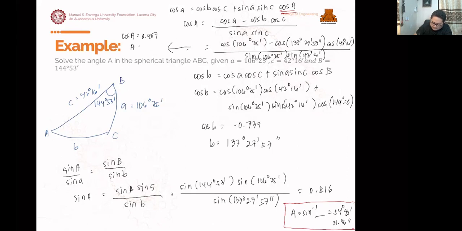So, inverse lang natin, inverse cosine natin. So, yung answer natin is not equal. Bakit hindi nag-equal? So, we will check, no? This is 65 degrees, 58 minutes. Okay? So, let me check.